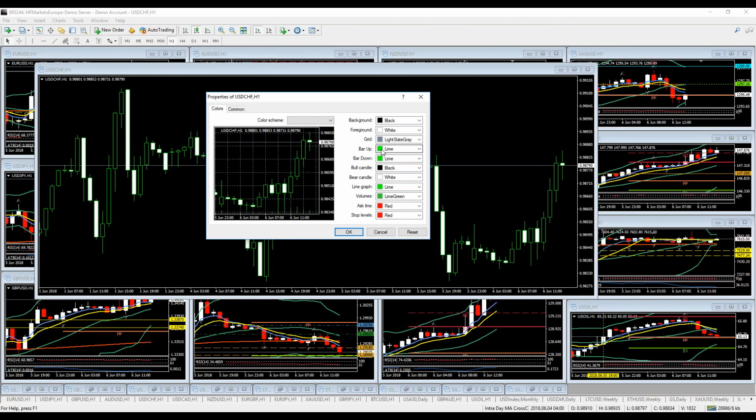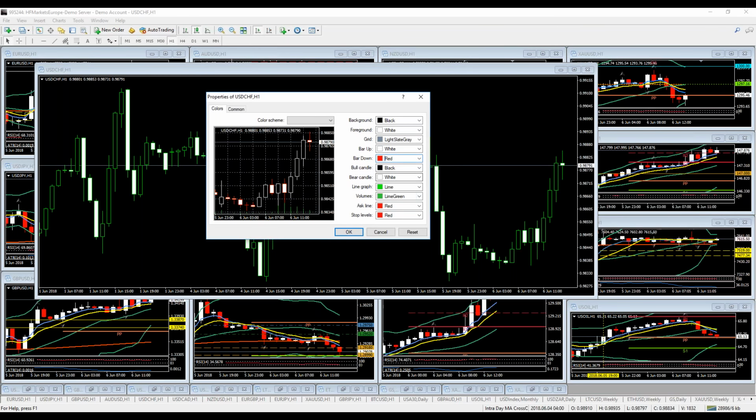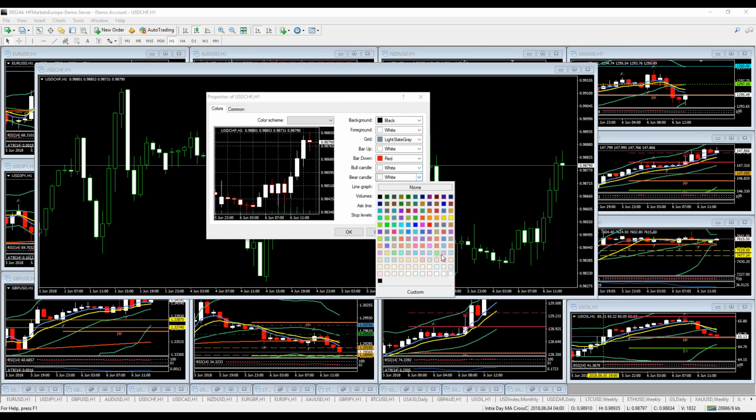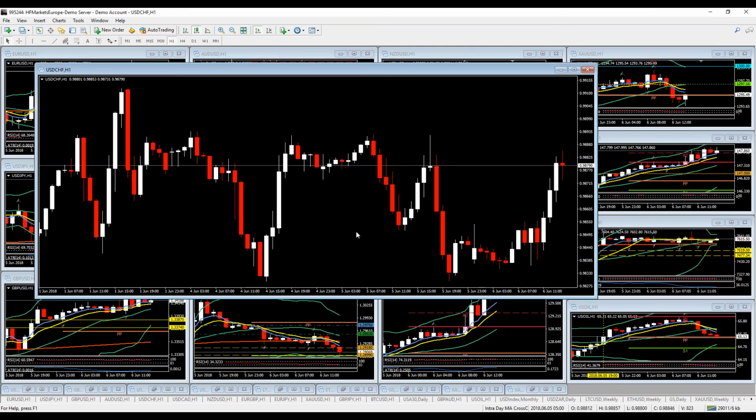So an up bar is, my brain's gone to sleep, up bar is white. White is there. Down bar is red. So red is here. Bull candle is up, bull is white. Bear is red for me. Again, this is just the way I had it set up, and that should look, there we go. We're nearly there. So this is a candle chart. White means up, red means down. Wicks are the high and low. We opened here for the red candle. We closed there. That's a candle chart.